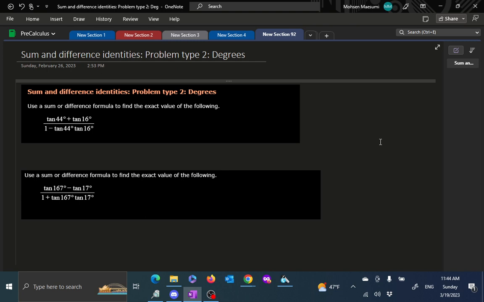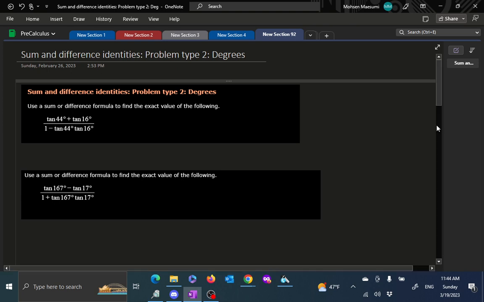Hi, welcome to our pre-calculus. Topic today is sum and difference identities problem type 2. Type 2 here means reverse of the problem we had in the previous lecture.